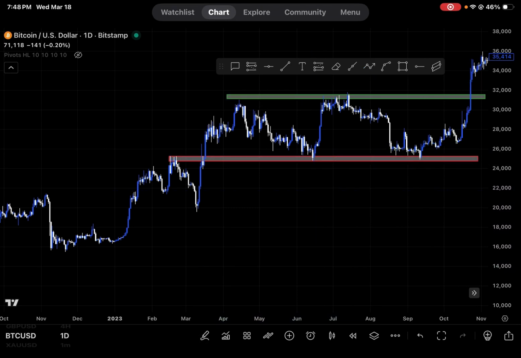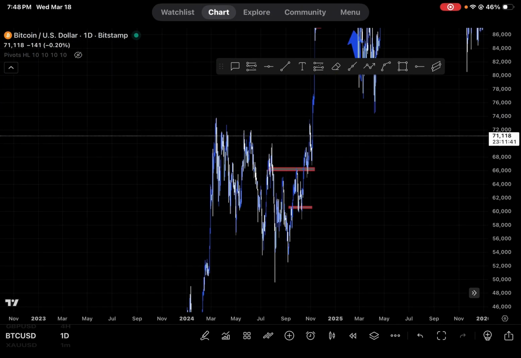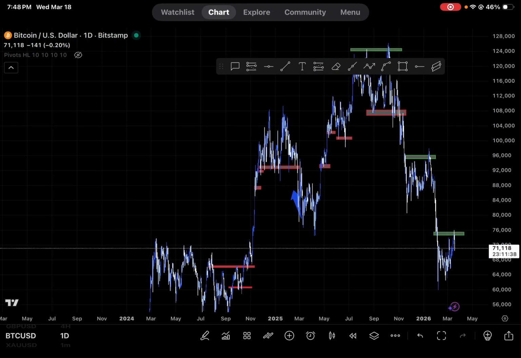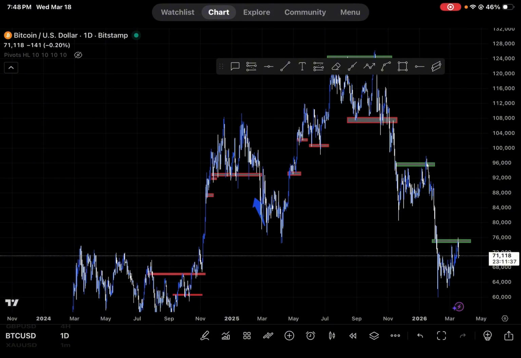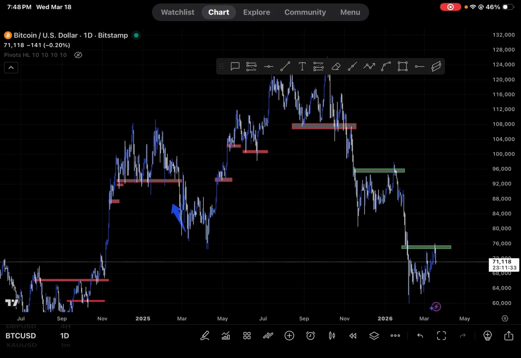So I hope you all understand this part of the lesson about resistance and support. The next one we're going to move on to is indication, the strategy that y'all been waiting on. I hope you guys understand what support and resistance is. And yeah, we're going to move on to the next topic.